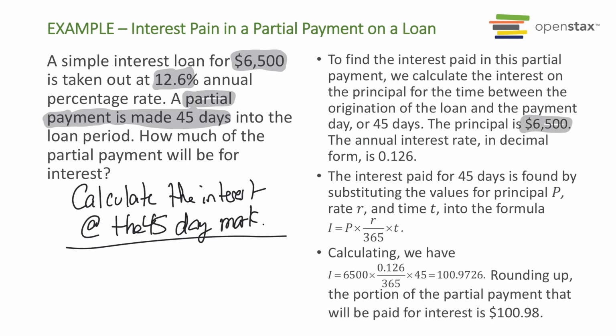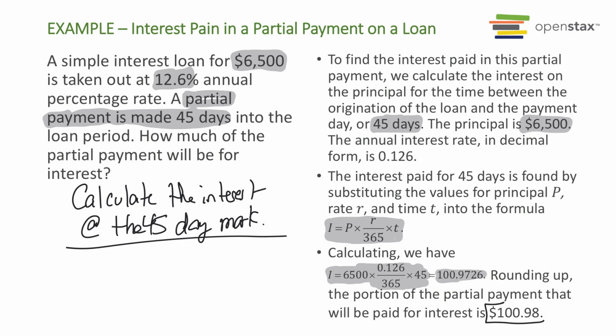So again, like we did previously with David, where he only did the 45-day loan, we don't have a 45-day loan here. We have a longer loan, but we're going to make a payment at 45 days, which means that the bank is going to calculate how much interest we would have paid in 45 days. And that uses that daily interest calculation where we divide by 365. So to calculate the interest, we do 6,500 times the 12.6% divided by 365 times 45, and that gives us 100.9726, which will round up to 100.98.